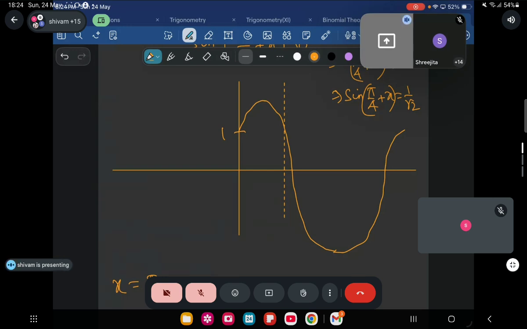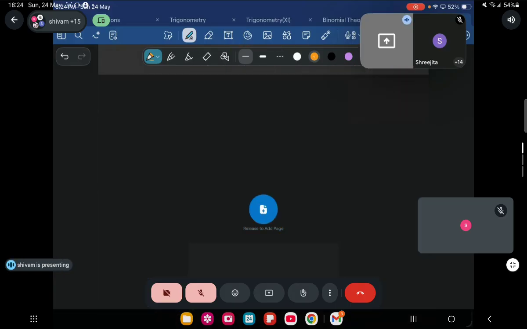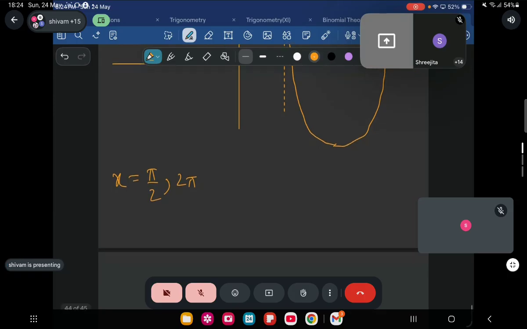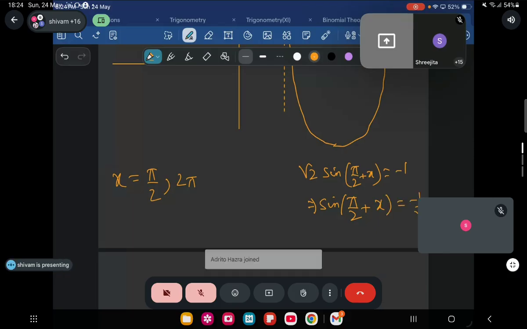Next, again, where will the graph break? -1, right? So when will it reach -1? That also we have to check. So root 2 into sin(pi by 4 plus x) will be equal to -1. This implies sin(pi by 4 plus x) will be equal to -1 by root 2. For what value of pi by 4 plus x is sin equal to -1 by root 2? Pi plus pi by 4, that is 5 pi by 4.